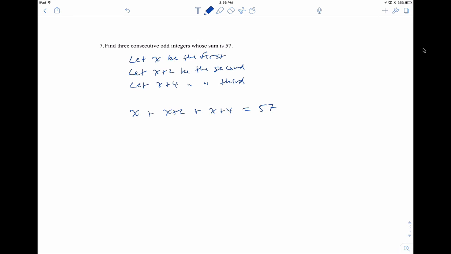So we collect our like terms: 3x plus 6 equals 57. Subtract 6 from both sides, 3x is 51, x is 17. To check it, that's the x, so 17 plus 19 plus 21 should equal 57. 7 carry the 1, 57. Yep. And just one more.